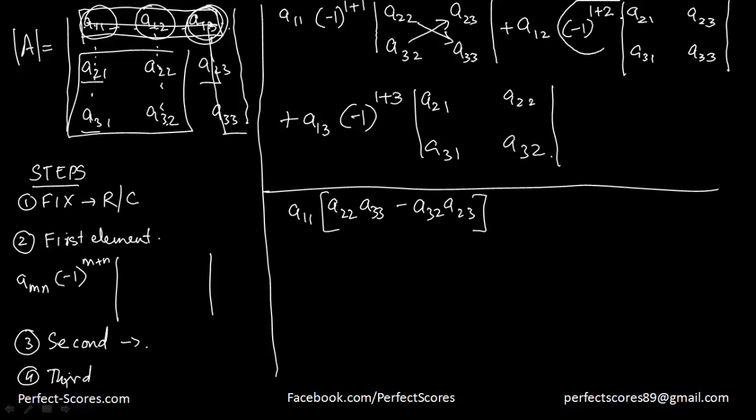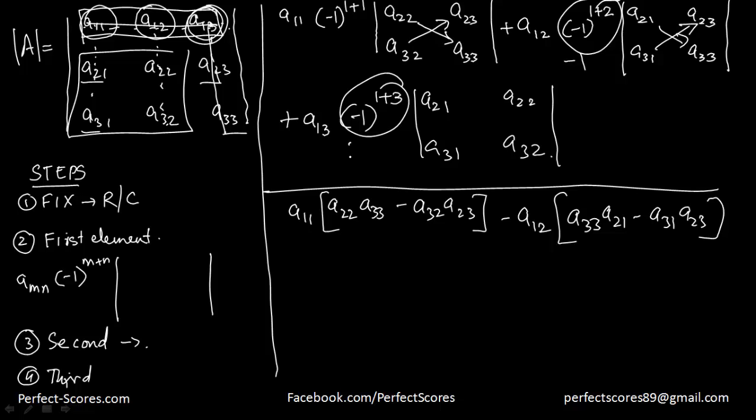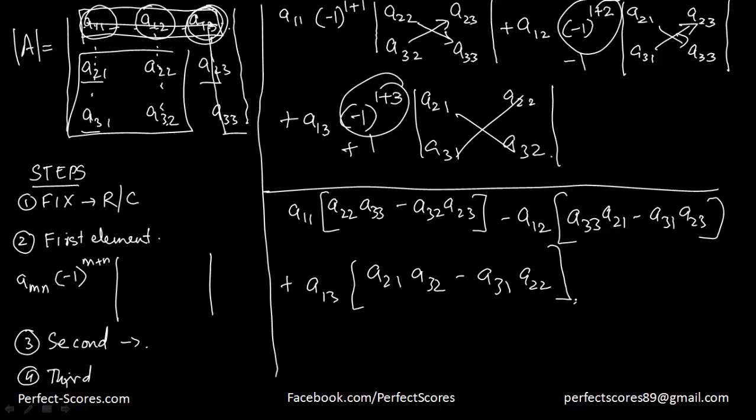Then this one is going to turn out to be a negative 1. So I'm going to have negative A12 into this into this minus this into this. I suppose you got the idea now. And again, this is going to turn out to be positive 1. I'm going to have A13 into this into this minus this into this. So A32 minus A31 into A22. Right? So I suppose you're understanding this point over here.